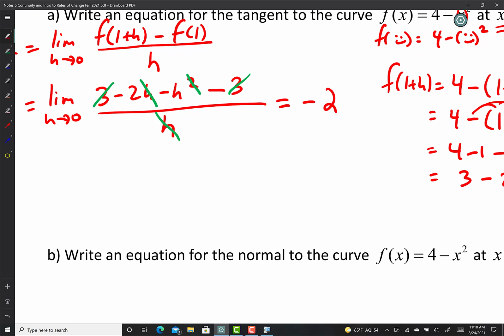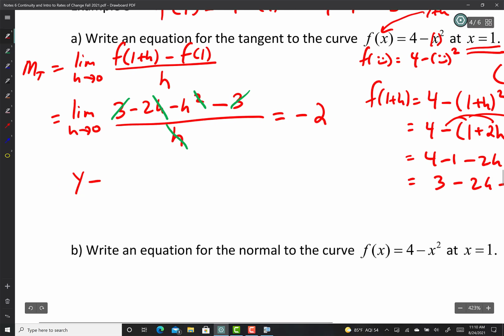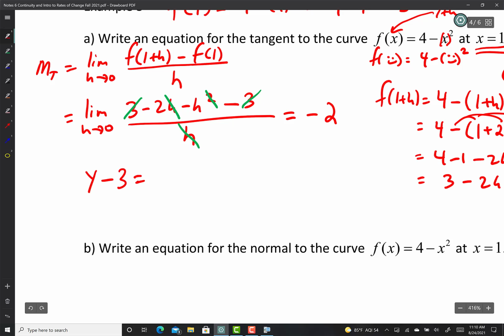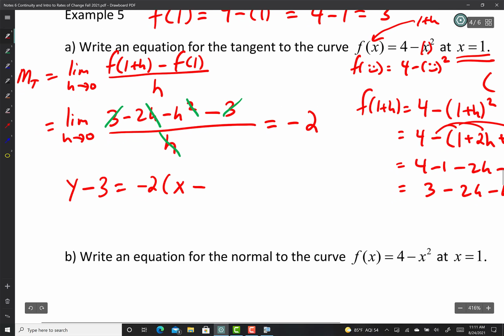So here's my equation, guys. I'm using point slope formula. y minus 3 equals negative 2, x minus 1. If you are prone to making mistakes on the day of the AP exam, you can leave it alone. But right now, we're not looking at strategies. Just solve for y to get my equation.